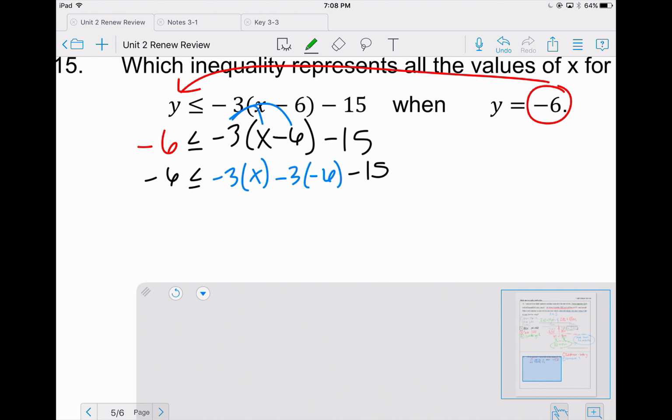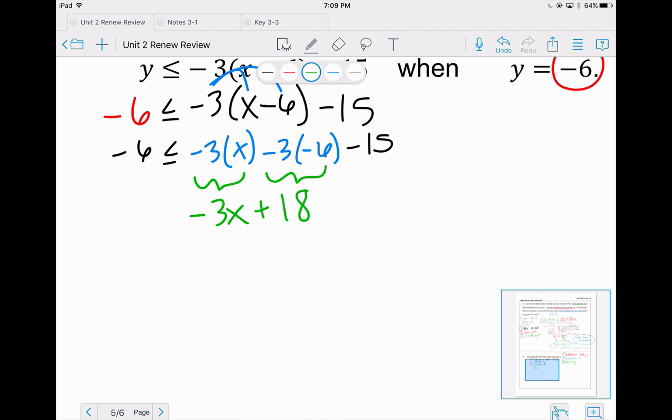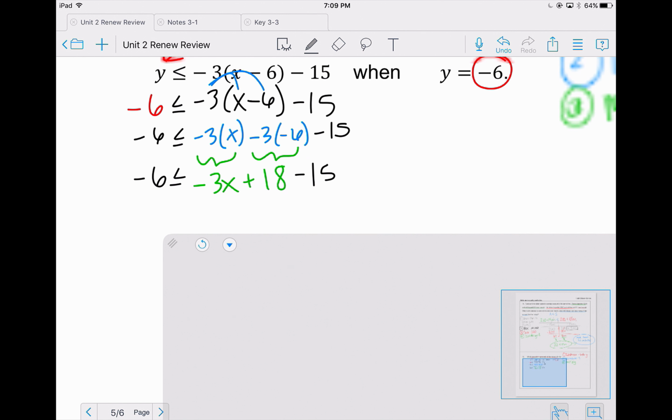After I've distributed, I need to multiply because I need to fully get rid of those parentheses. And I write out step 2 to make sure that I don't forget the -3 times the -6 because that's the biggest mistake. So -3 times x is -3x. Again, negative times negative is a positive. 3 times 6 is 18. Everything else stays the same. And I'm very careful to keep everything lined up so I don't lose anything.